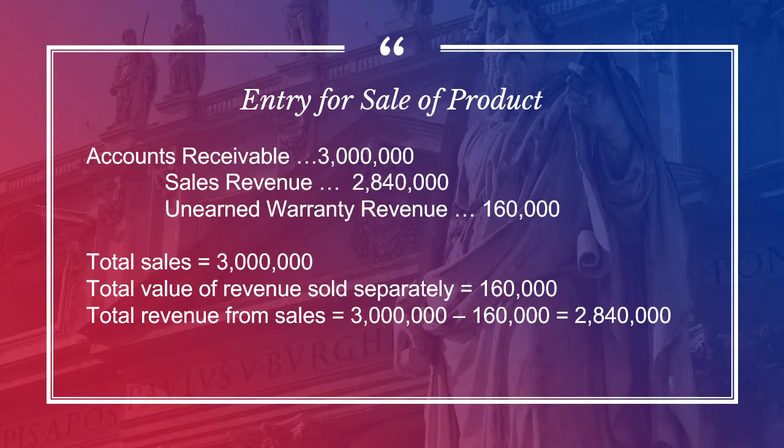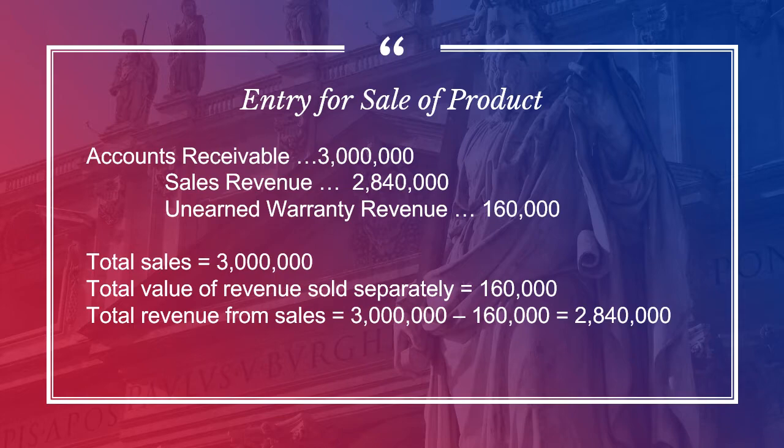The only revenue they've earned is $2,840,000 because the goods have been delivered, and therefore the revenue is earned. So $3 million is debited for accounts receivable, and sales revenue of $2,840,000 is credited, and unearned warranty revenue of $160,000 is credited as well. Because $160,000 is a liability, the company will have to, it's legally binding, the obligation will have to be met by the company in the future. Therefore, it's a liability.